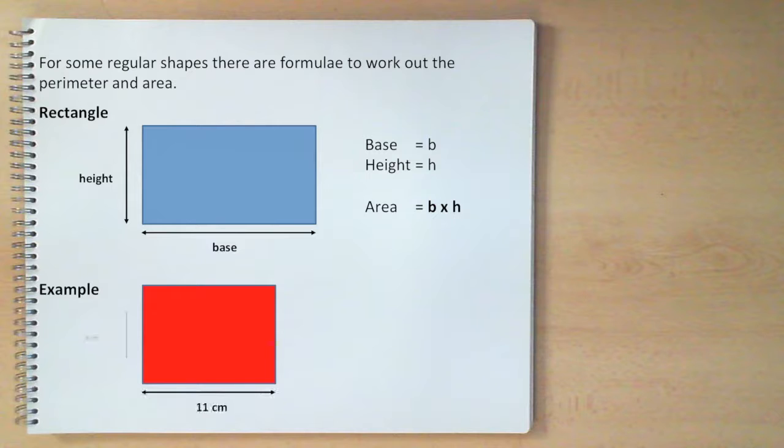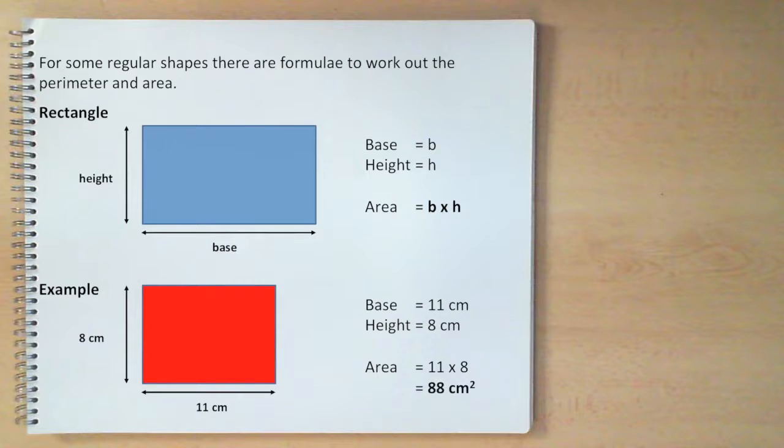Let's have a quick look at an example. Have a rectangle with base 11 and height 8. Then our base is 11, our height is 8, area is 11 times 8, which is 88 centimeters squared. That was quite straightforward. Let's add a little bit more difficulty. Let's have a look at triangles.